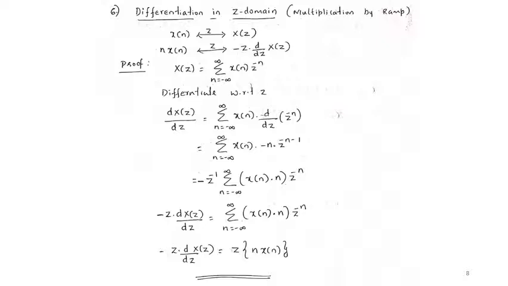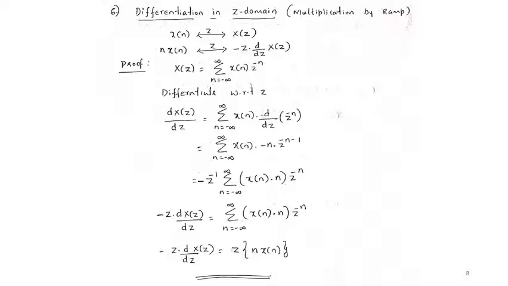So d of x of z by dz is equal to the summation of n from minus infinity to plus infinity x of n d by dz of z to the power minus n. Next step, the summation is over n from minus infinity to plus infinity x of n. The differentiation of z to the power minus n is minus n into z to the power minus n minus 1. Next I will expand that term, so I will get minus z inverse, and the summation from minus infinity to plus infinity x of n into n z to the power minus n. Now rearranging and simplifying the equation, I will get minus z into d of x of z by dz is equal to the summation over n from minus infinity to plus infinity x of n into n z to the power minus n.